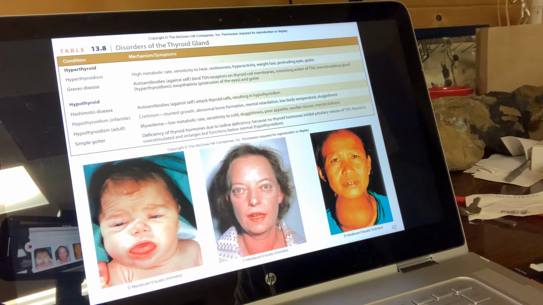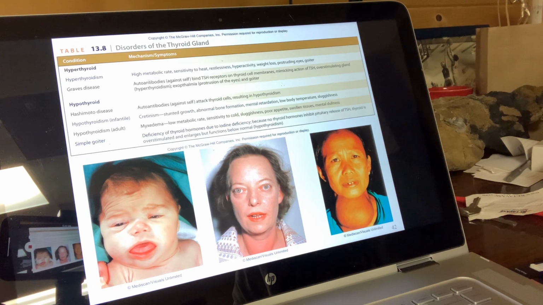This is an autoimmune disease, very similar to other autoimmune diseases like rheumatoid arthritis, type 1 diabetes, and so forth. It is actually your body's own immune system attacking your body's cells.